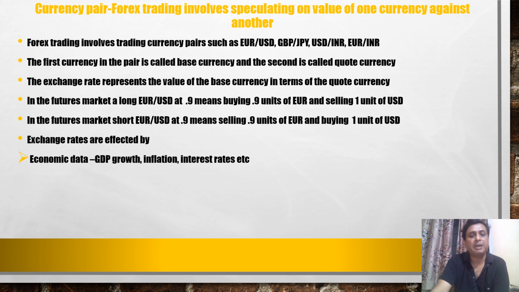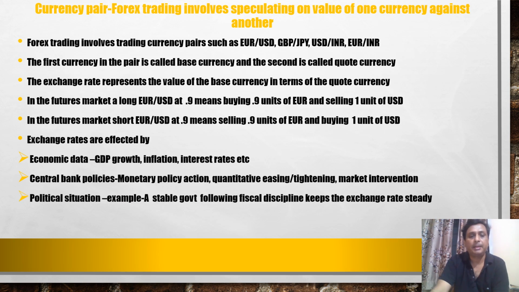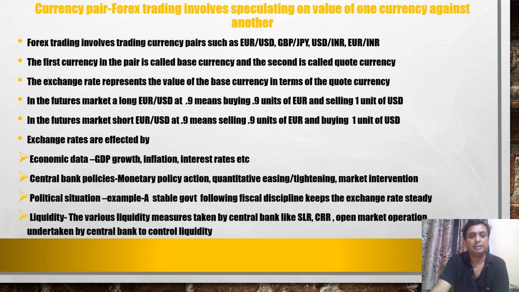Exchange rates are affected by many factors, and those factors could be classified under the following heads. Economic data like GDP growth, inflation, interest rates, etc. Central bank policies like monetary policy action, quantitative easing, tightening, market intervention, etc. Political situation, example, a stable government following fiscal discipline keeps the exchange rate steady. Liquidity, the various liquidity measures taken by the central bank like SLR, CRR ratios for the banking sector, or indulging in open market operations by the central banks to control the liquidity.